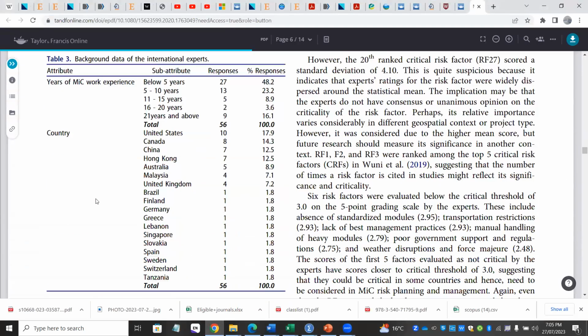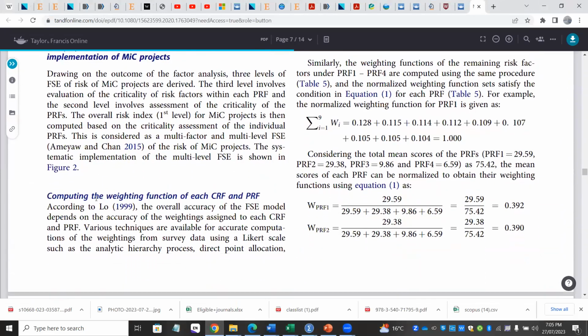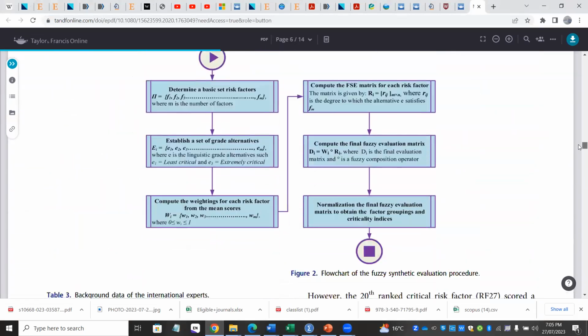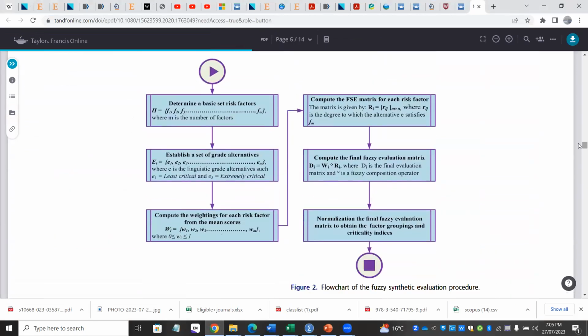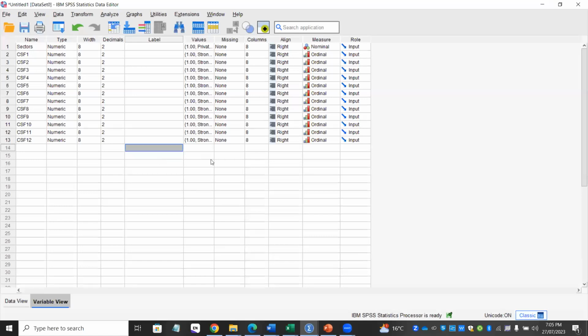Okay, let's keep going. So first, determine a basic set of risk factors. We have done this. We have our factors. So I'm going to use what we did yesterday, where I came about with some data set.